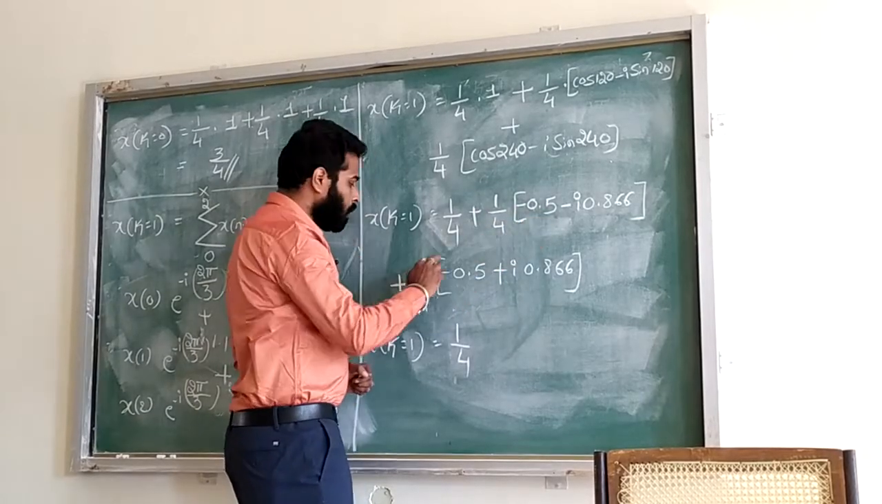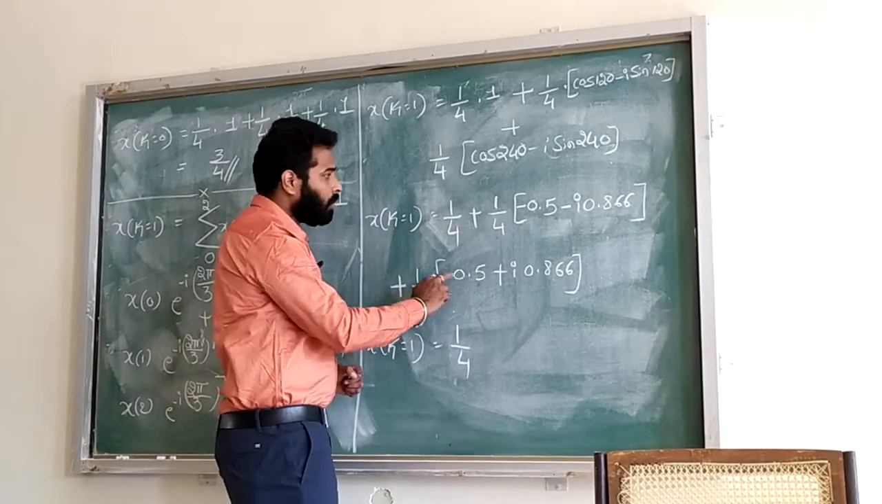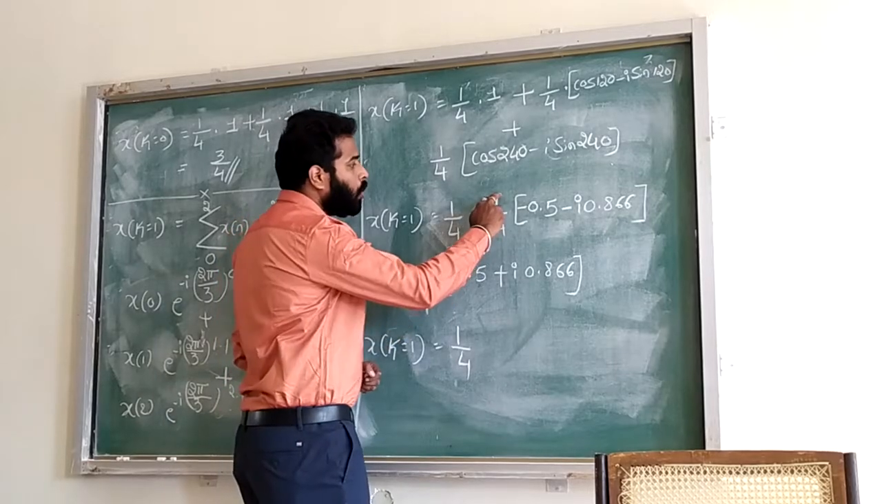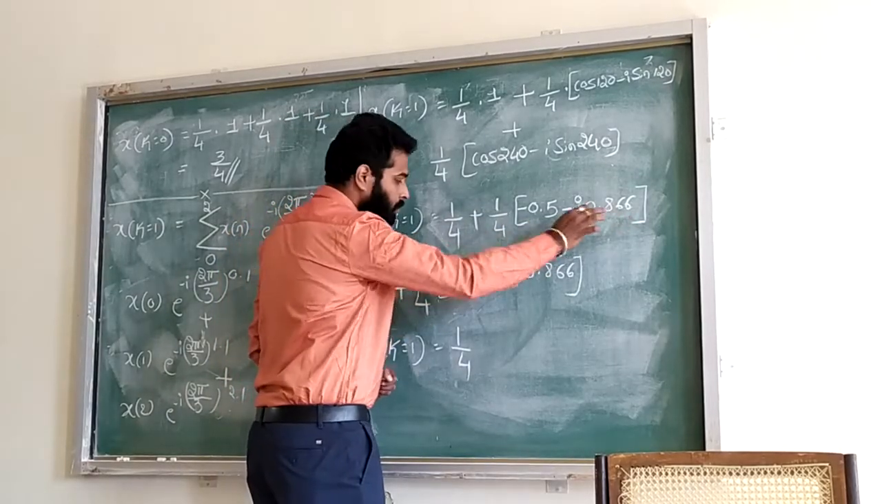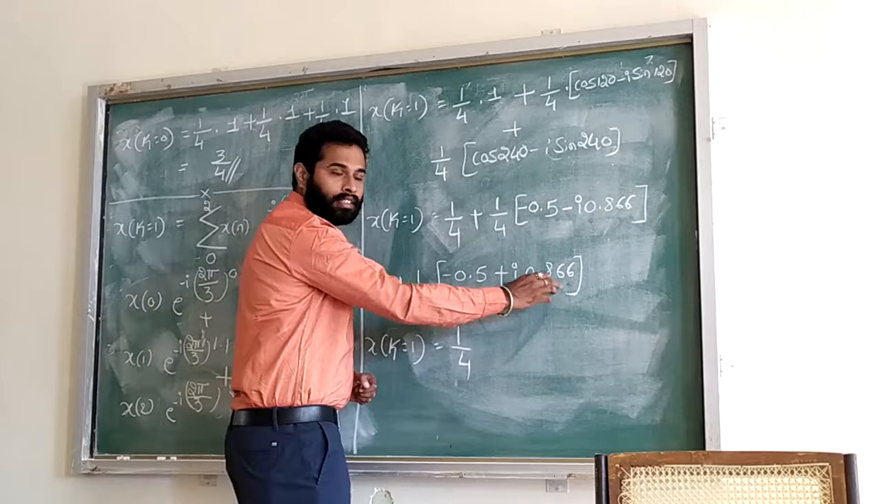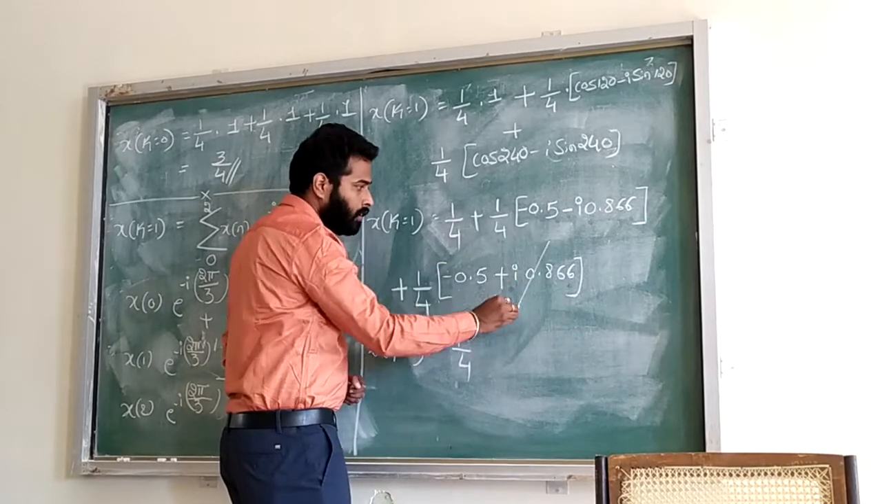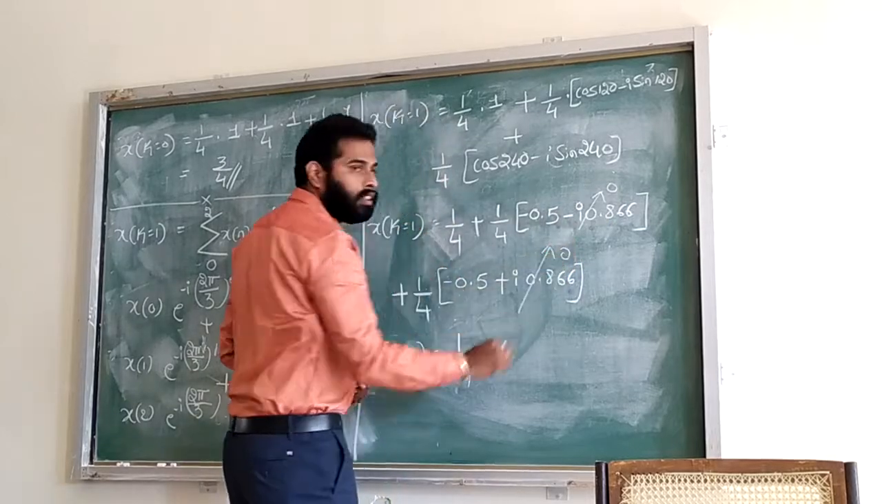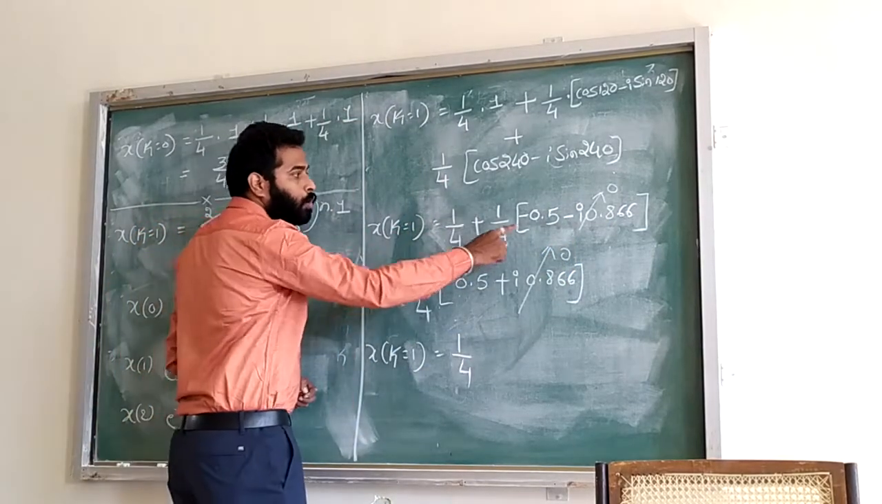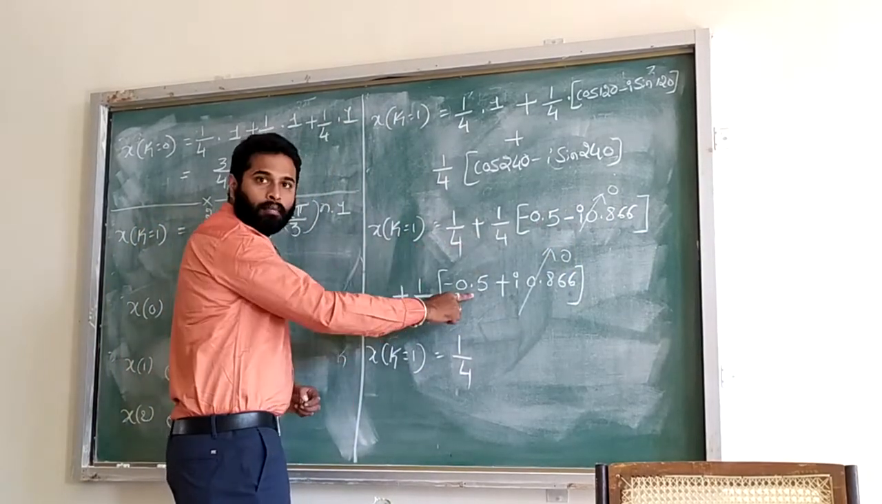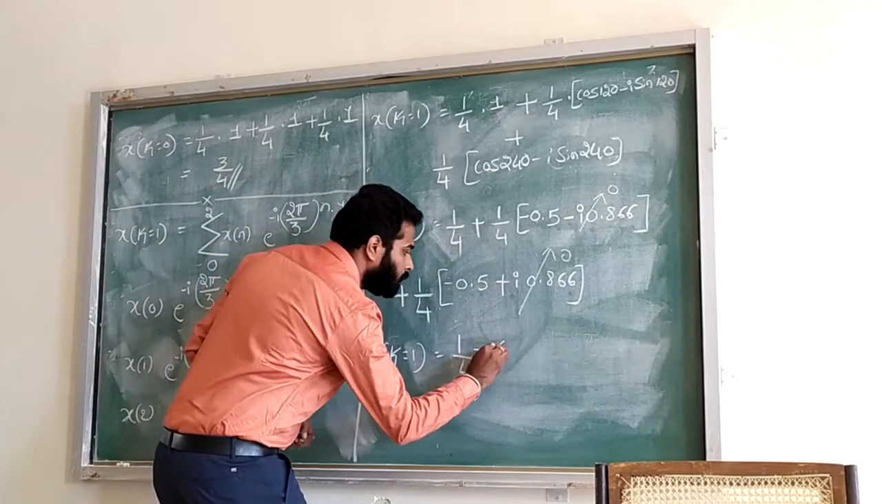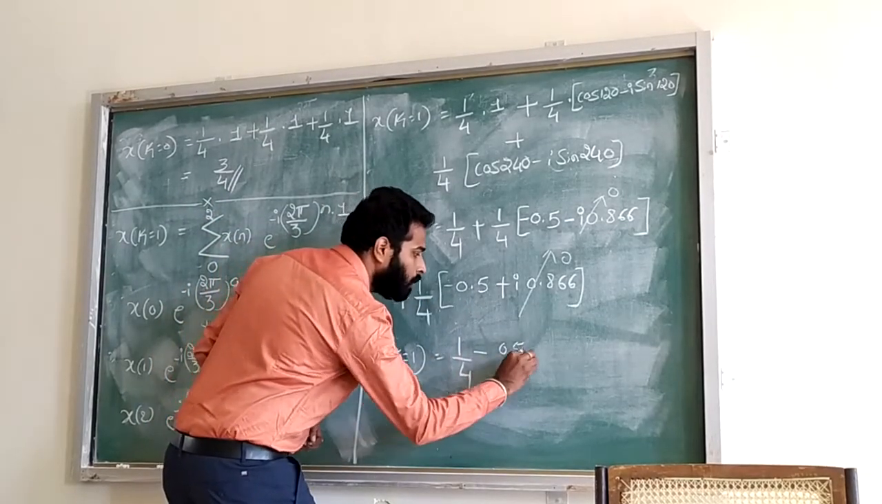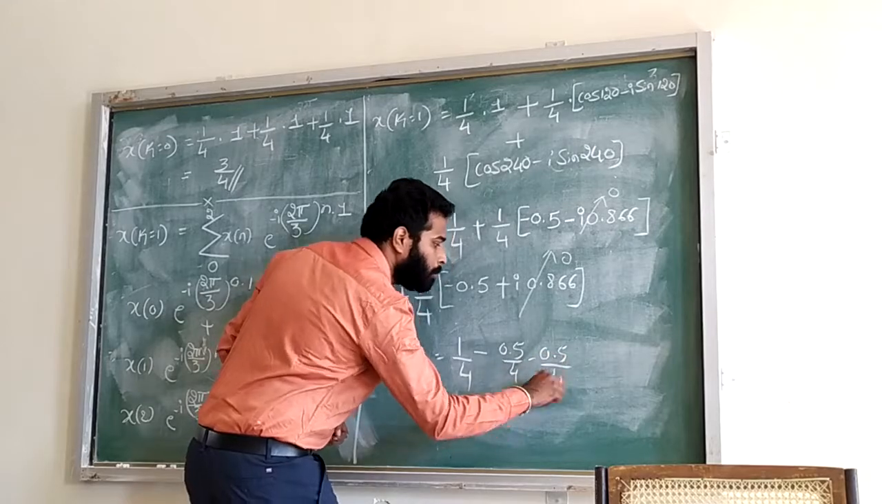1 by 4 into minus 0.5, 1 by 4 into minus 0.5, both are minus sign. But here you can see 1 by 4 into minus this is 1 by 4 into plus this, so this cancels. This 1 by 4 into this again cancels. So 1 by 4 into minus 0.5, 1 by 4 into minus 0.5, so minus 0.5 divided by 4 minus 0.5 divided by 4. What is the answer?